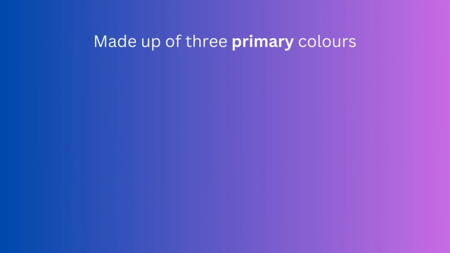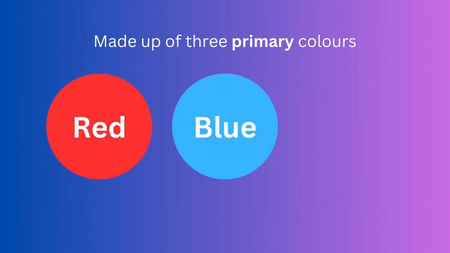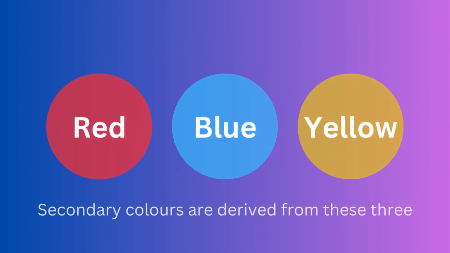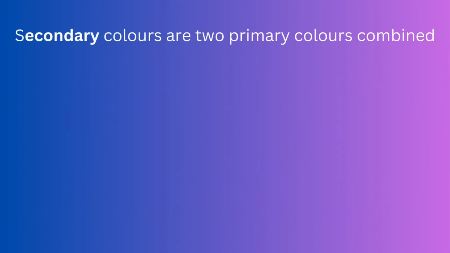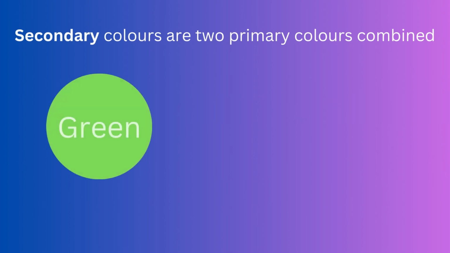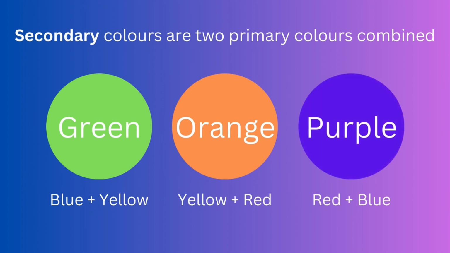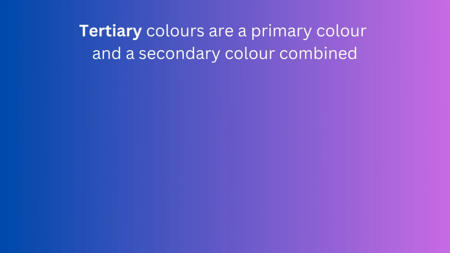The color wheel is based on three main colors, called primary colors. They are red, blue, and yellow. Primary colors create secondary colors. Secondary colors are two primary colors combined. They are green, which is blue and yellow combined, orange, which is yellow and red combined, and purple, which is red and blue combined. Last but not least are tertiary colors, which is a primary and secondary color combined.